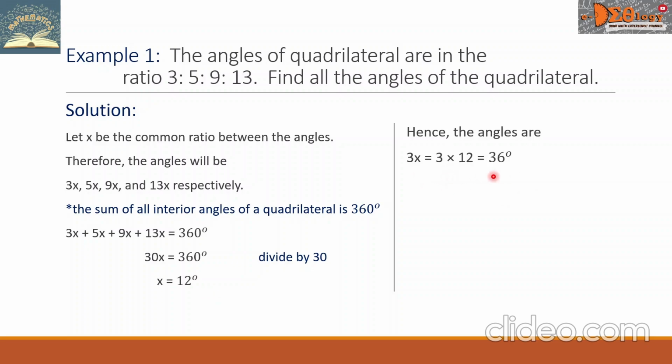So the first angle is 36 degrees. Second angle, 5x. So we have 5 times 12, and that is 60 degrees. Third angle, 9x. So we have 9 times 12 equals 108 degrees. Last angle, 13x. We have 13 times 12, and that will be 156 degrees.